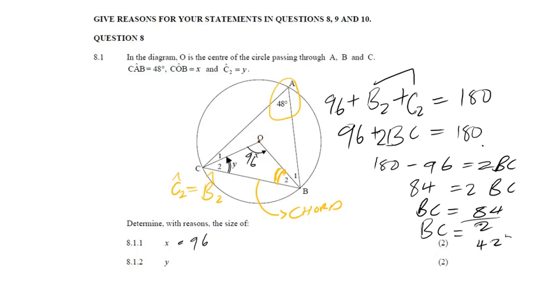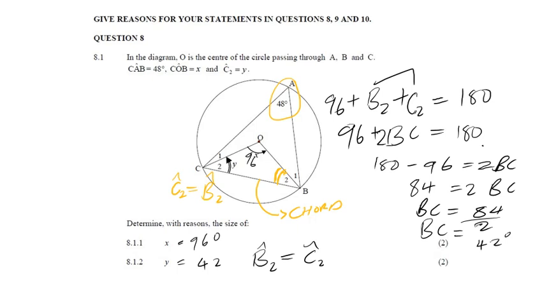Yes, sir, 42 degrees. You need to write that degrees. Don't forget to write degrees because it will be wrong. So it's 42. So we know that B2 is equal to C2.